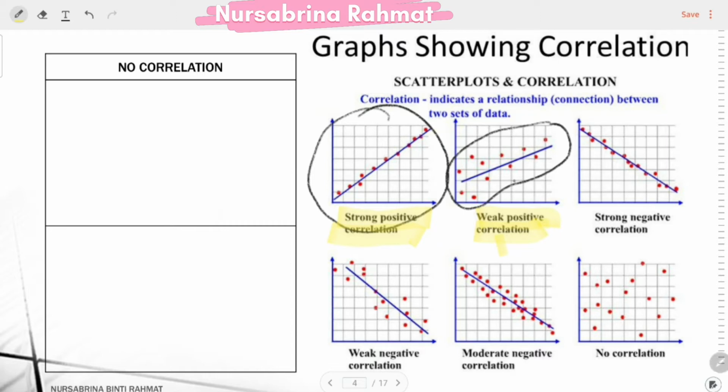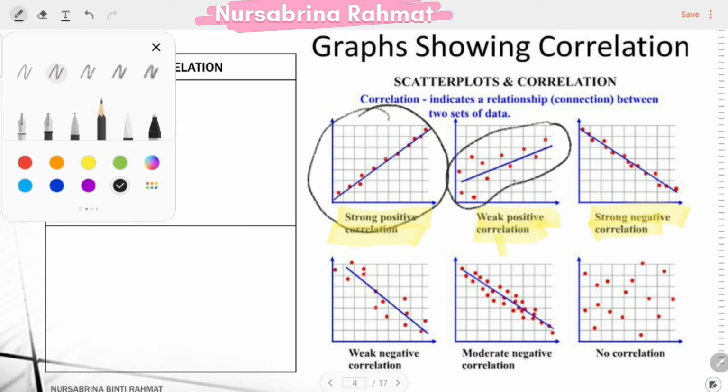Let's move on to the third plot. It is a strong negative correlation. It looks exactly the same as strong positive correlation, where all the points lie near or on the line of best fit, but this one is in the negative gradient.